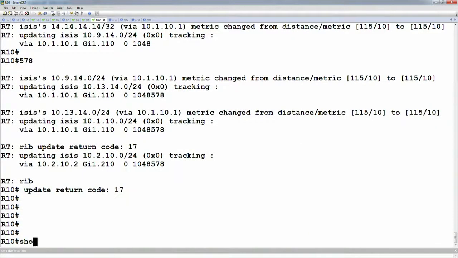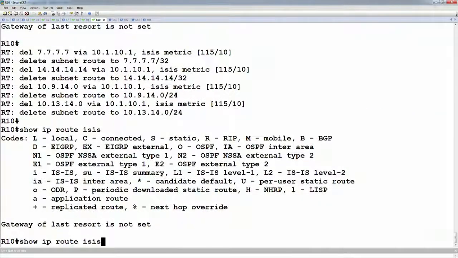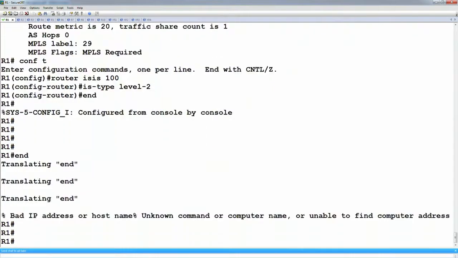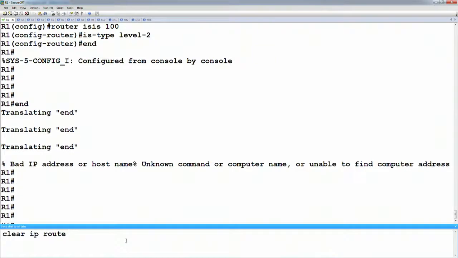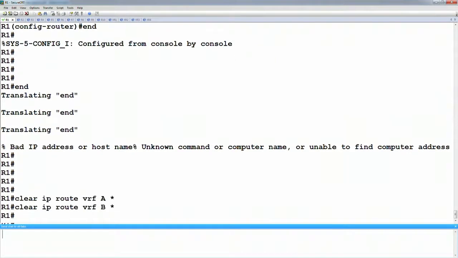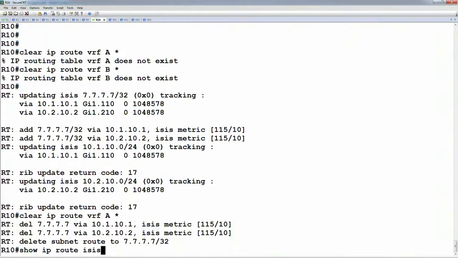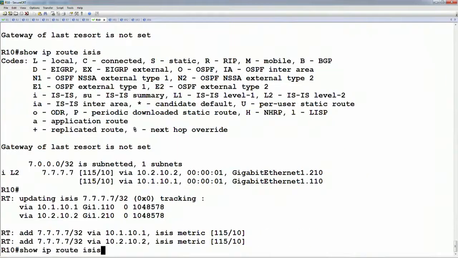And we now look at the show IP route ISIS. And let's take a look at this on the other side. So let's clear the routing table again. Let's say clear IP route. Clear IP route VRF A star and B star. Then show IP route ISIS. It looks like we're still having a problem.